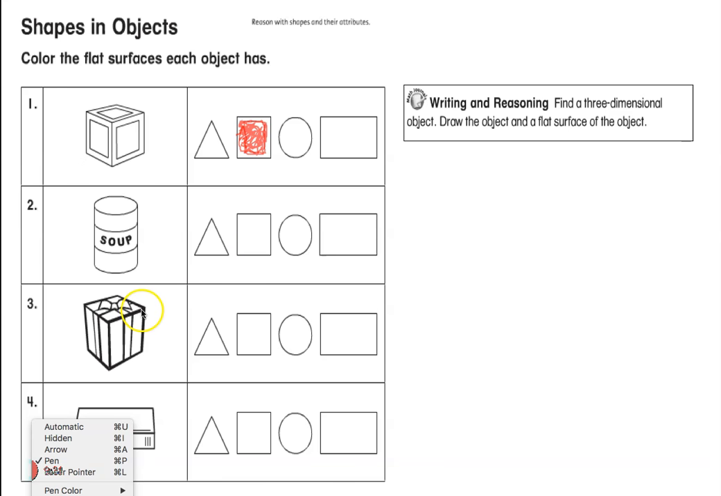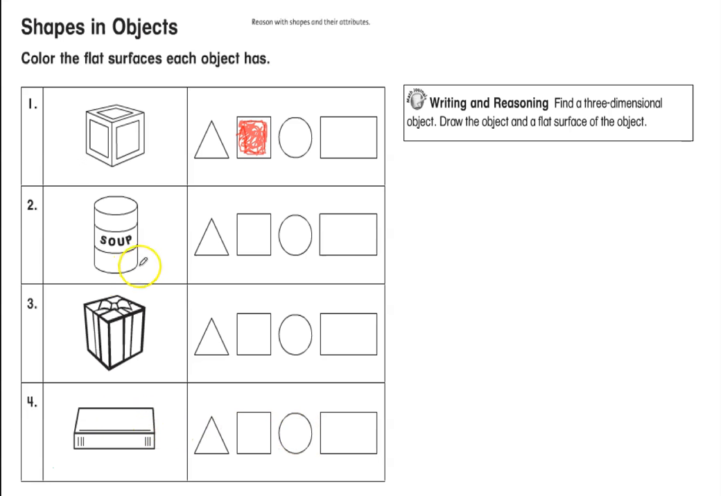Number 3. This is a gift box. Again, what two-dimensional shapes do you see on the surfaces of this box? Find the two-dimensional shapes on this box and then color it. You will do number 4 by yourself. Just want to remind you that this is a rectangular prism. Find the two-dimensional shapes on this book and then color it.